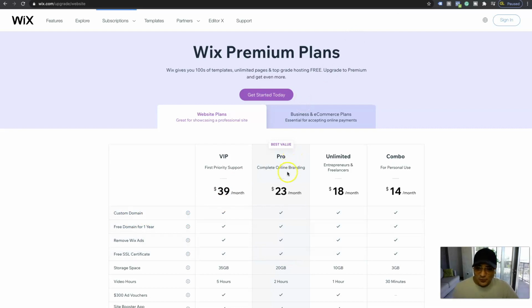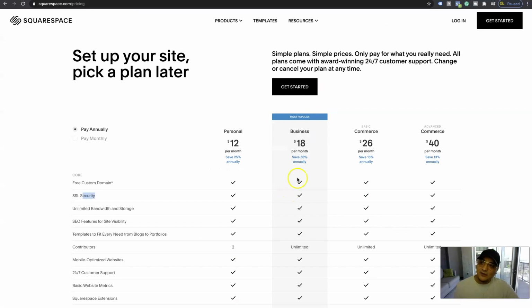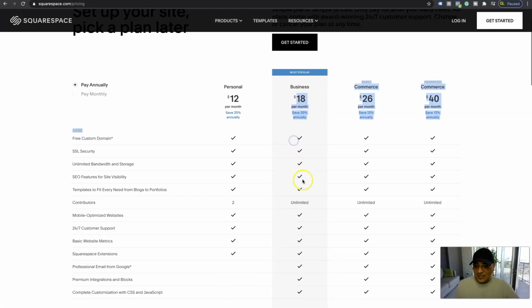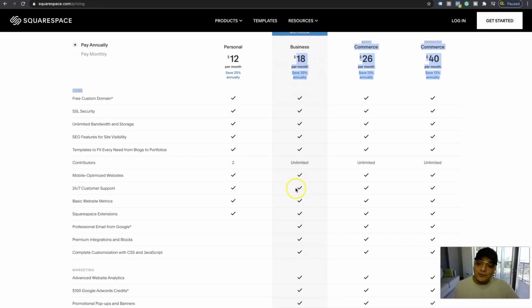This Wix program though, it is $23 a month. And you have Squarespace, which is $18 a month. I was looking at the features and everything like that. They're both about the same. They both offer about the same.